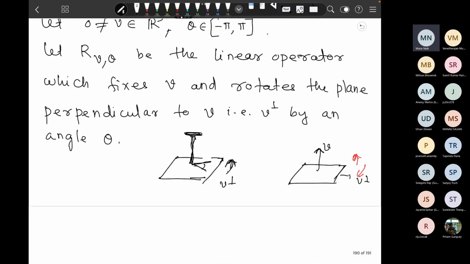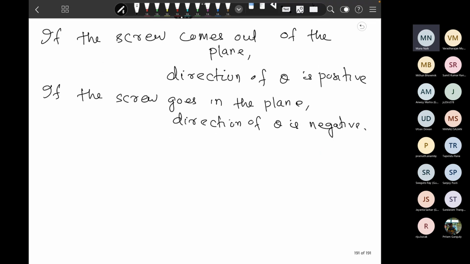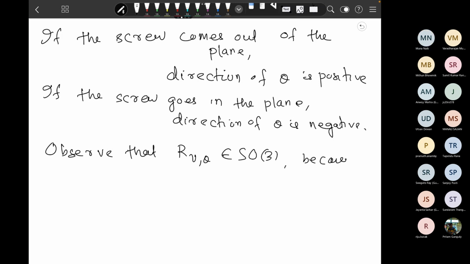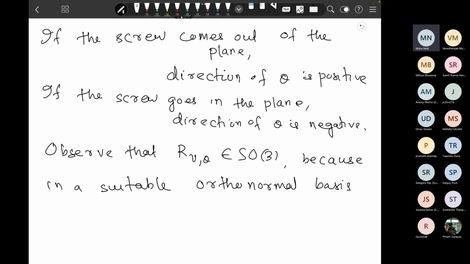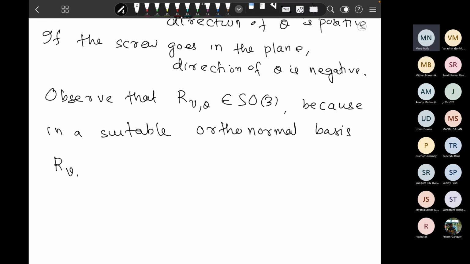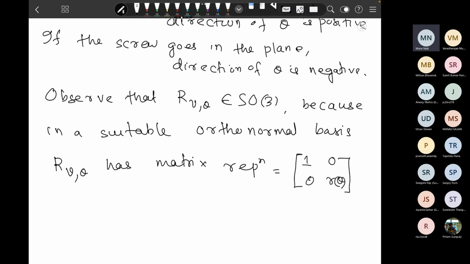So this is the thing, and observe that R(b, theta) belongs to SO(3), because in a suitable orthonormal basis, this R(b, theta) has matrix representation equal to 1 0 0 R(theta). So for that reason, this belongs to SO(3).